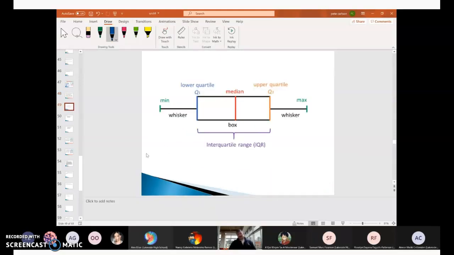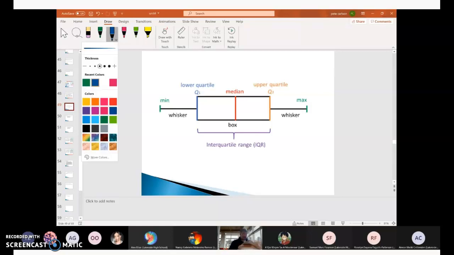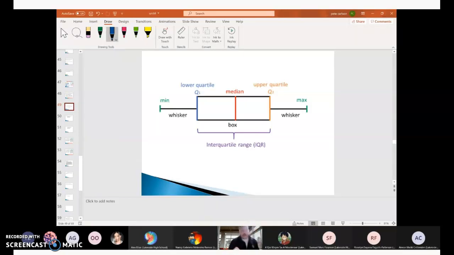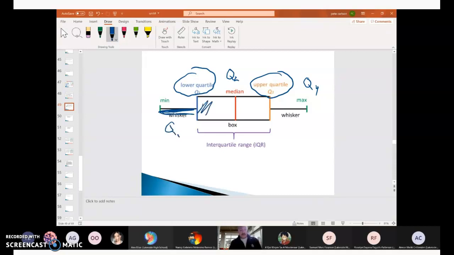So this is what a box plot looks like. Q1, the lower quartile, would be the left side of the box. Q3 is the right side of your box. The median is also known as your second quartile, and your maximum is your fourth quartile. So this would be Q1, this would be all the way to Q2, Q3, and Q4.